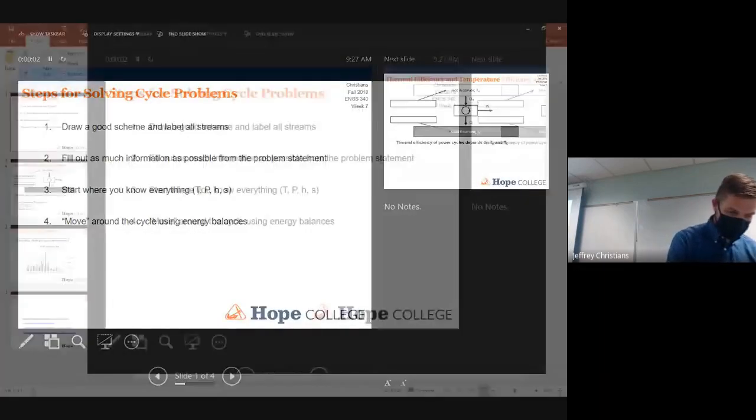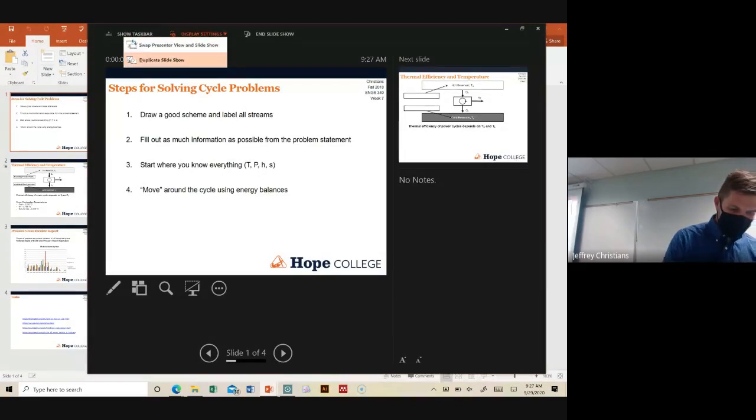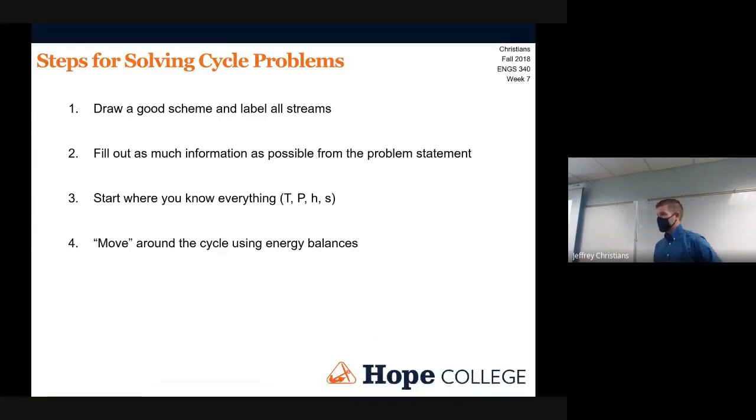The general steps that I use for solving a cycle problem like this, these four steps, and I would put these steps on your cheat sheet, because I promise you that you will do these steps, and that doing these steps in order will help you get started on the problem and know how to attack it. The first step, and probably the most important, is to take the text of the problem and translate it into a picture.